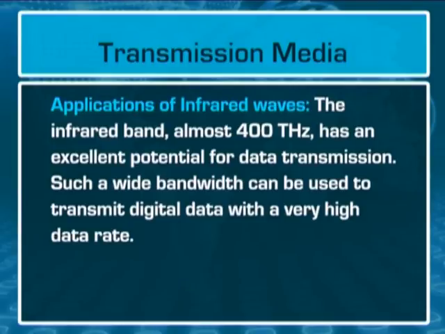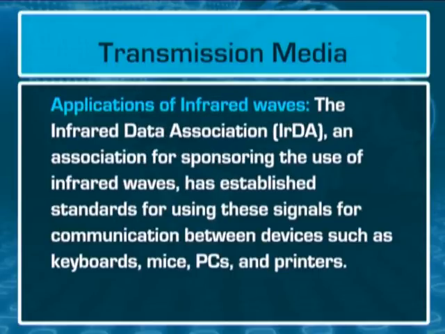The infrared band, almost 400 terahertz, has an excellent potential for data transmission. Such a wide bandwidth can be used to transmit digital data with a very high data rate. The Infrared Data Association, an association for sponsoring the use of infrared waves, has established standards for using these signals for communications between devices such as keyboards, mouse, PCs and printers.